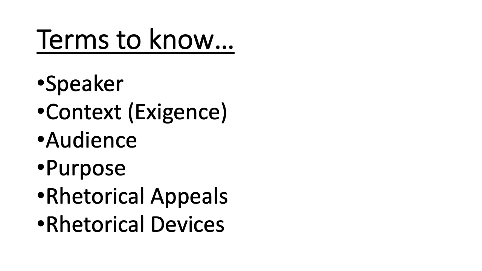Things you need to know. You're going to need to know who the speaker is. You're going to need to know what the context is. And by the way, exigence, that word right there, is just another word for context. You're going to need to know who the audience is. There could be multiple audiences. You're going to need to know how the author wants to influence that audience, or the purpose. And then we're also going to talk about the rhetorical appeals and the rhetorical devices, not all of them, but some common ones.